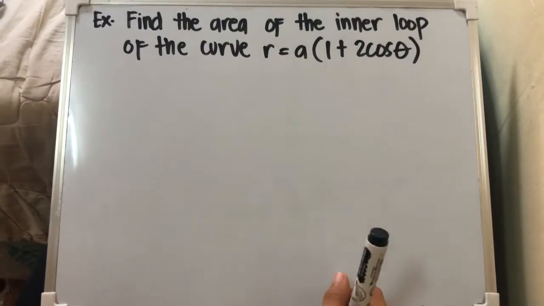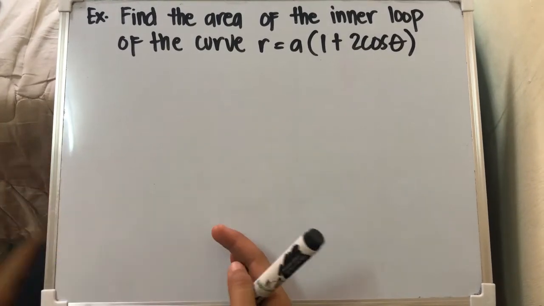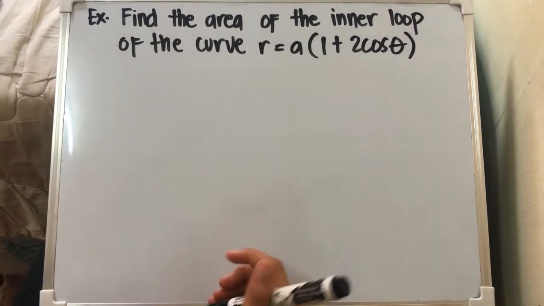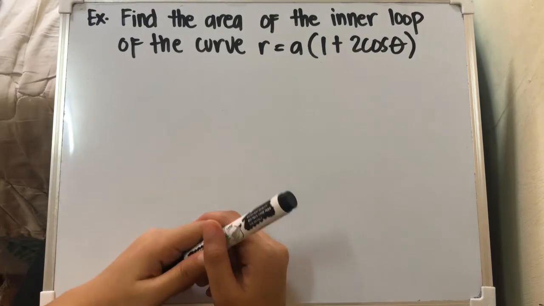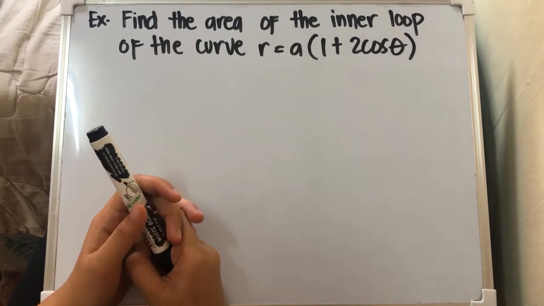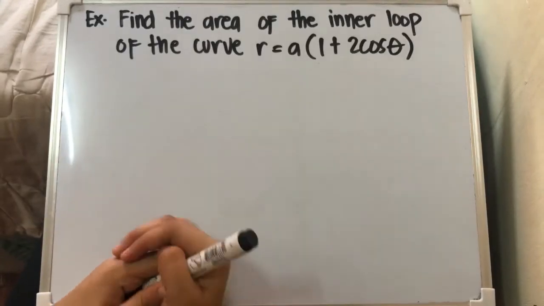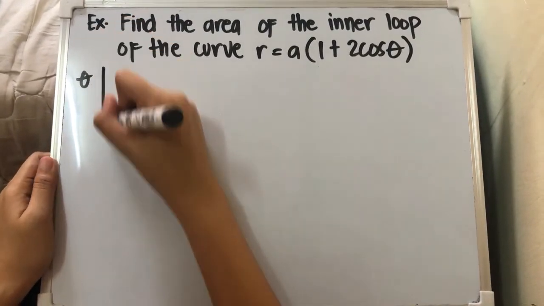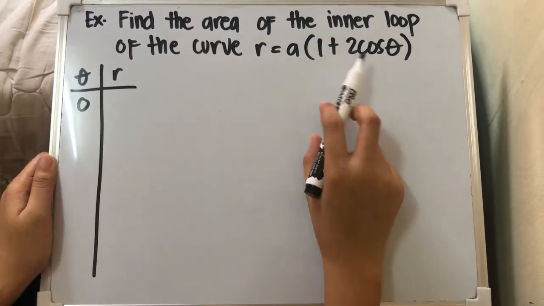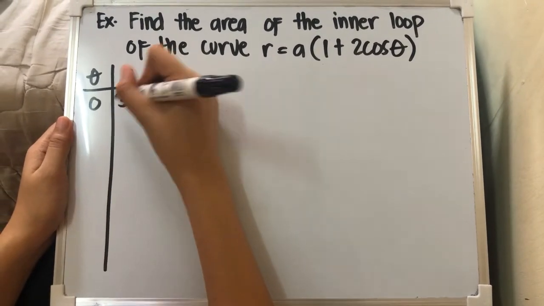So we have here, find the area of the inner loop of the curve r is equal to a times 1 plus 2 cos theta. So before we proceed with the integration or finding our area, we need to sketch first our graph, and before we do that, we need to substitute values to our theta and our r. So for example, if we have theta as 0 here, our r is equivalent to 3a.